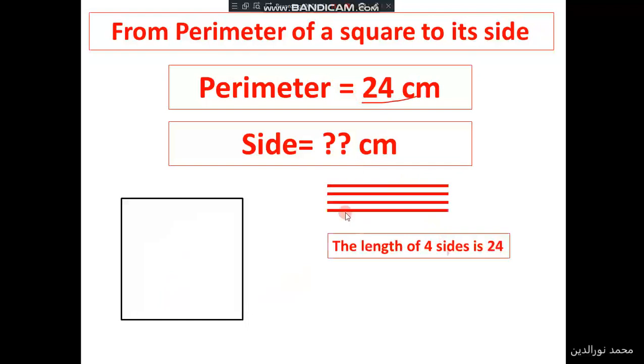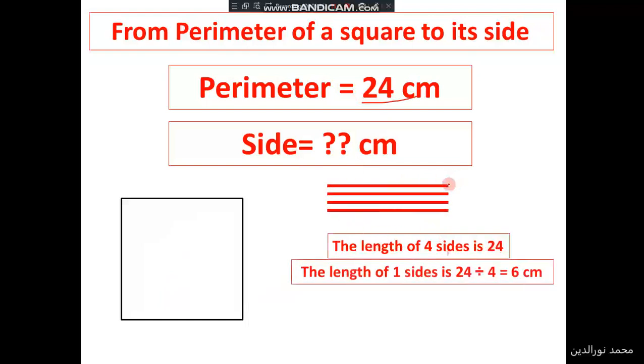If I want one of them, what do we say? 24 divided by 4. 24 divided by 4 equals 6 centimeters. So each side is 6 centimeters. 6 plus 6 plus 6 plus 6. 6 and 6 is 12, 6 and 6 is 12, 12 and 12 is 24. So each side is 6 centimeters.